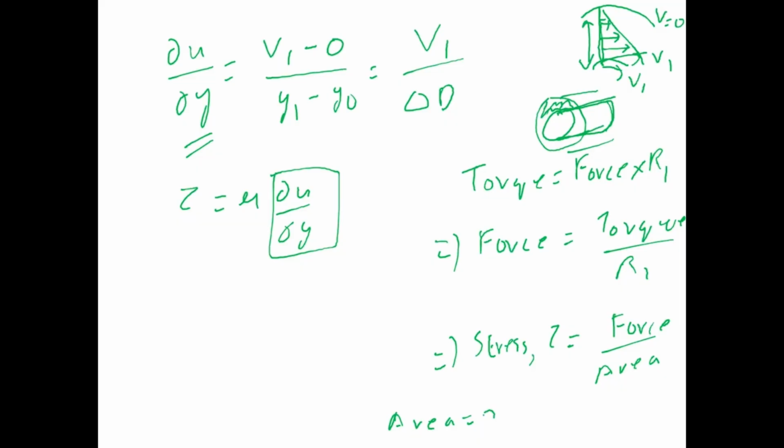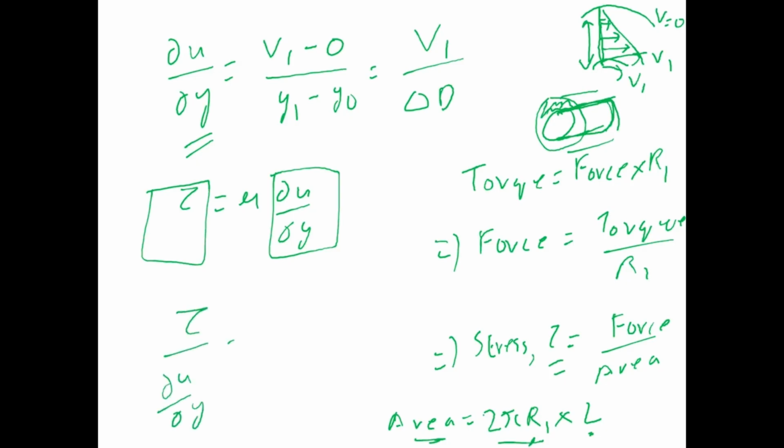So the area of a cylinder is the perimeter 2 pi r1 in this case, because the torque that you have measured is on the inner cylinder. So you have considered the area of the inner cylinder. 2 pi r1 is the perimeter times the length, right? You know r1, you know the length, so you know the area. So you can divide this force by area to compute stress, right? So now you know this quantity, stress, as well. If you divide stress by du dy, you get your viscosity, and that is what is asked from you, right?